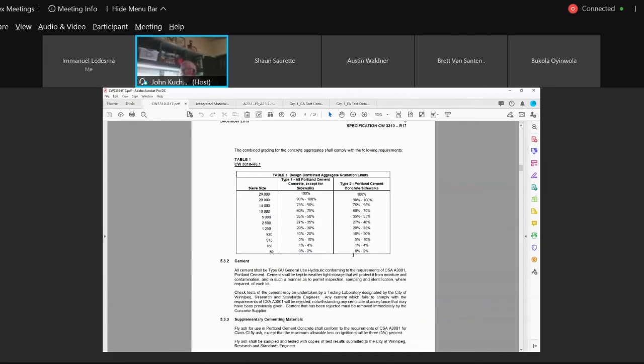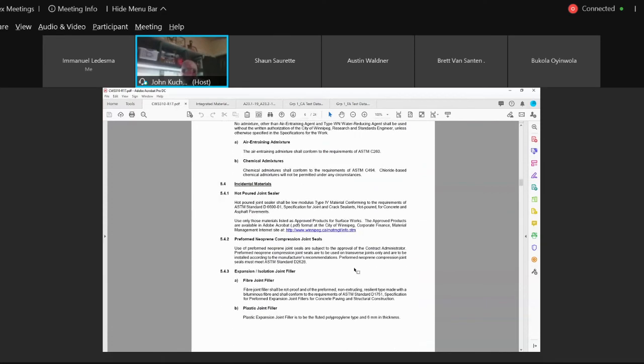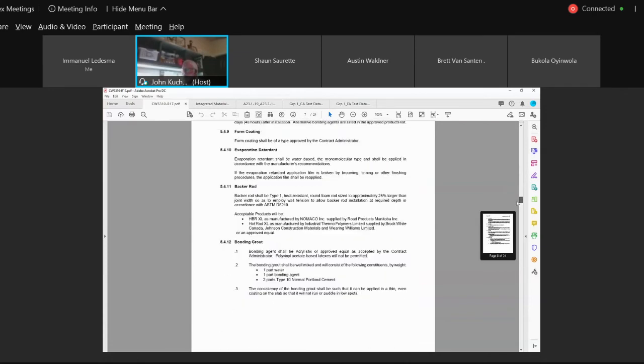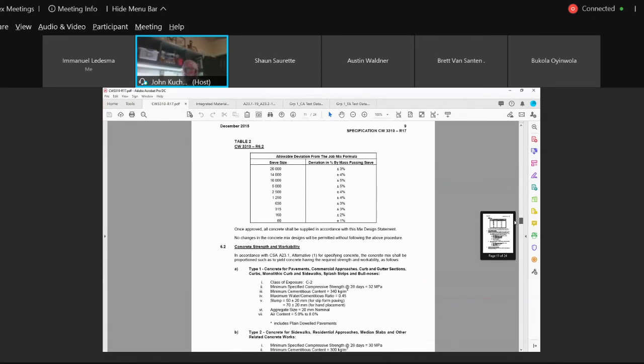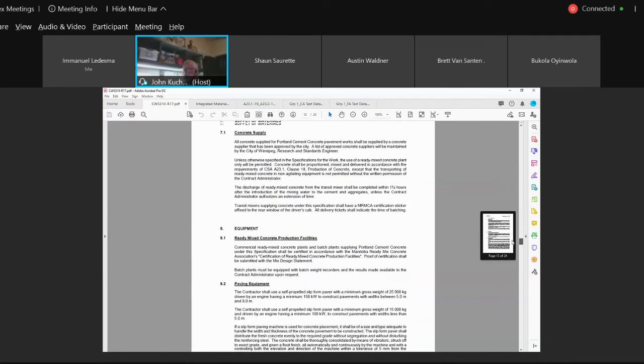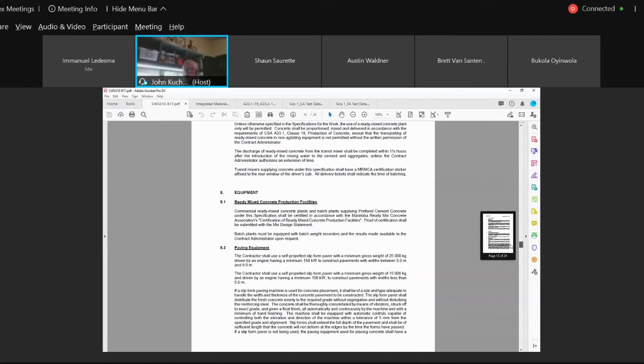Okay, so we're looking at it from a cement point of view. Later on, when we look at the concrete mix design here, you're going to find out what we actually have to design for. Okay, here. Come back to that. Concrete supply, ready-mix concrete production facilities, paving equipment.